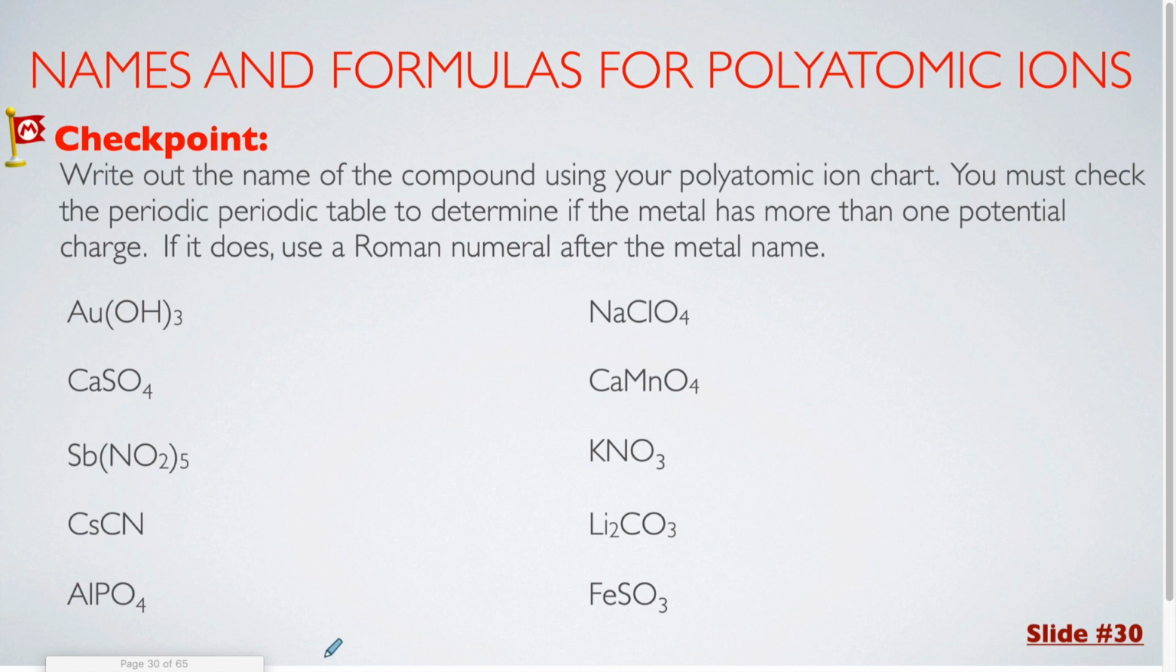In this series of checkpoint questions, we are going to be writing out the name for the formulas. We're going to be starting off with AuOH3. The Au is gold. Remember that we need to look at the periodic table to determine if gold has more than one charge. It does. And since it does, I need to include the charge inside of the parentheses.